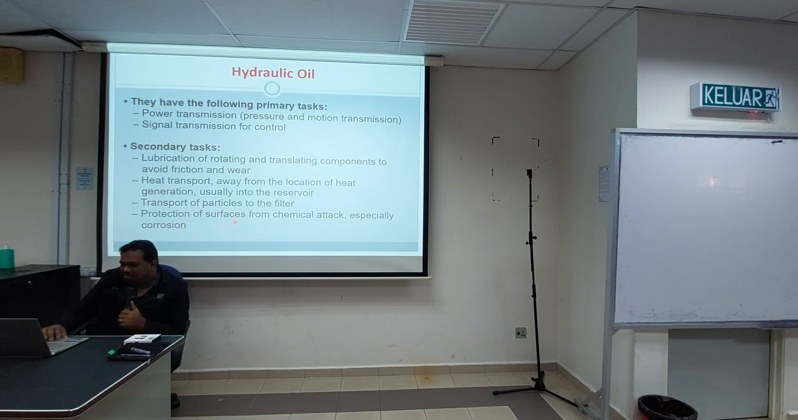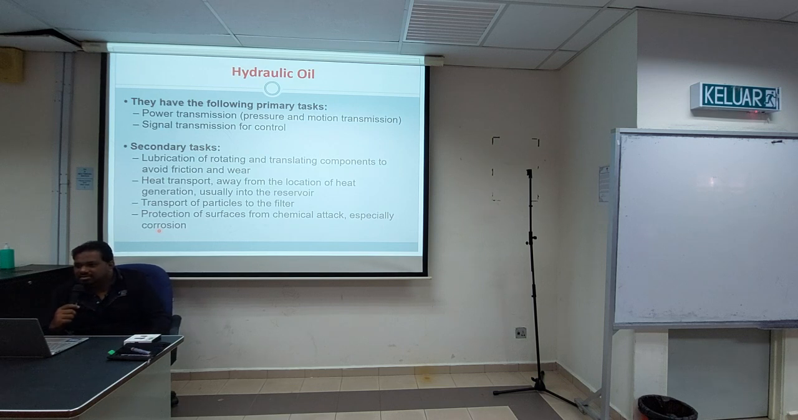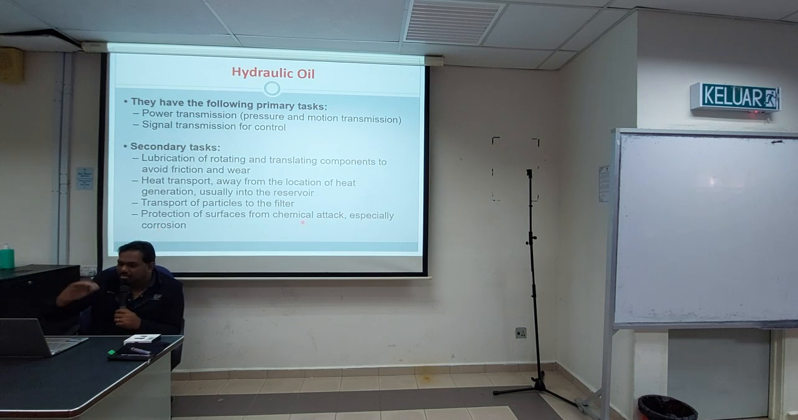So protection of surface from chemical attack, especially corrosion. Okay, so the main thing yang selalunya dekat production lah kita akan check corrosion. So kita tak nak benda berkarat. Sebab benda berkarat, so let's say it's related to food industry or medical industry, so karat can play a lot of damage lah. Okay, so we want to make sure things are safe, safe for consumption, safe for skin ke apa ke. So we want to protect from the chemical attack. So it will provide a layer of protection. So itu adalah fungsi hydraulic oil.